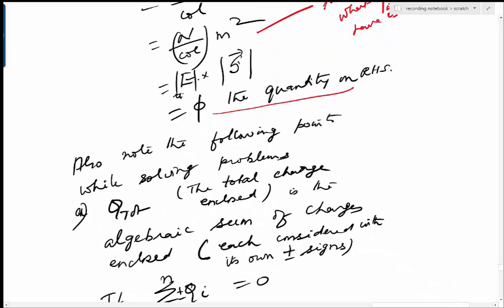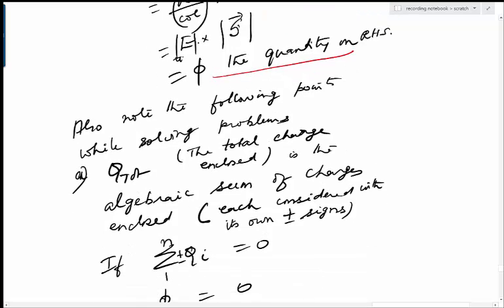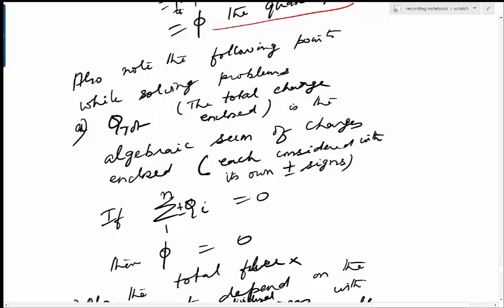Also note the following points while solving problems. The total charge enclosed is the algebraic sum of the charges enclosed, with the plus and minus signs. If there is more than one charge, you just have to take the algebraic sum of all the charges. Some of them may be positive, some may be negative, and you have to add them with proper signs and proper units. If one of them is taken as microcoulomb, the others should also be converted from whatever unit they are specified in the problem to microcoulomb.